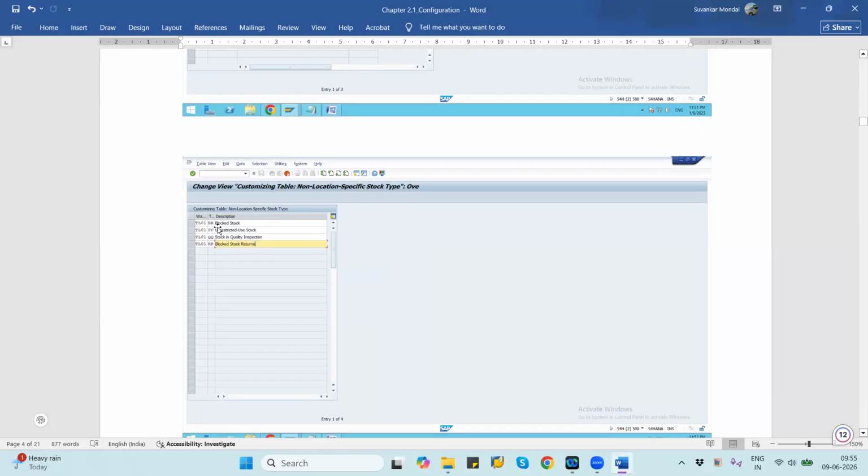So for block, as we have two characters, we have used F1, F2, Q3, Q4. For that, we need to use BB for block, FF for unrestricted, QQ for quality. And if you have a return process, there's RR for return.